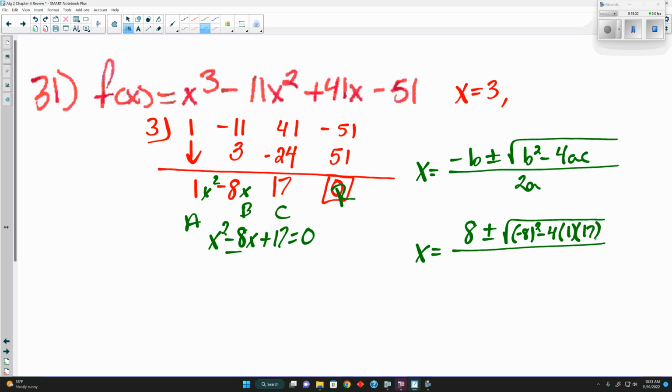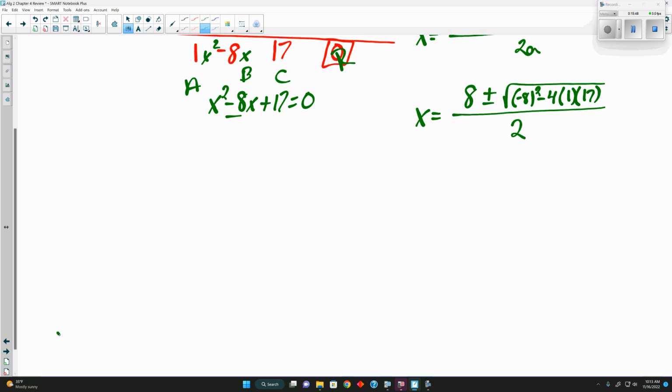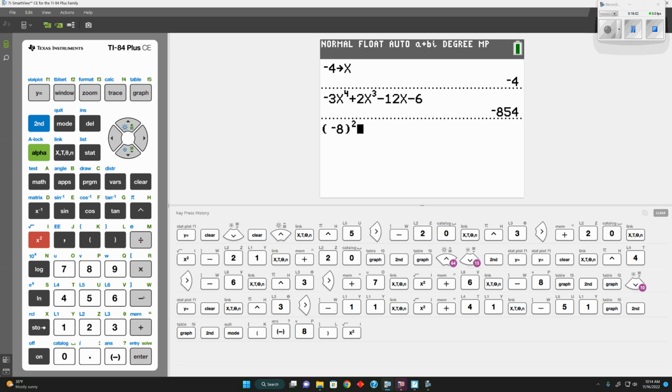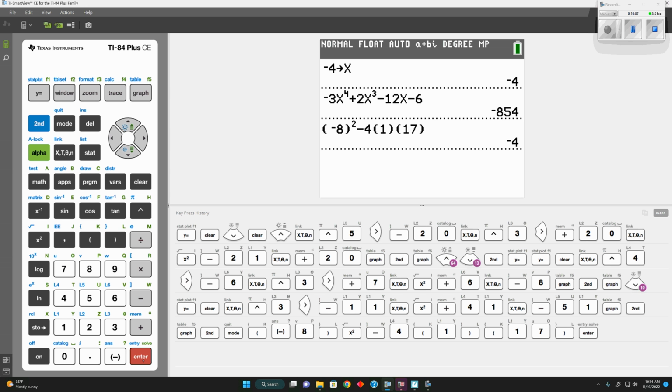Questions on this so far? What did we say a was? 1, yes? So on bottom, 2 times 1, which is 2. Negative, negative, I make b negative, and we do this here. Now we can type everything inside the radical into the calculator. So we still have the square root. Negative 8 squared minus 4 times 1 times 17, and we get negative 4.